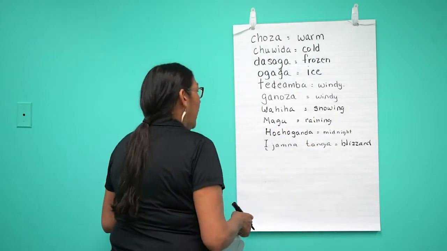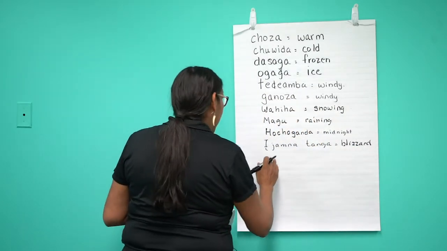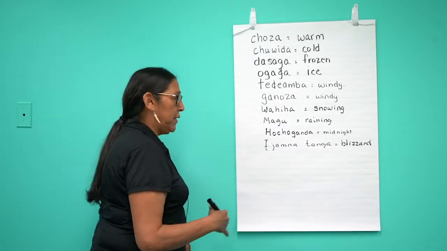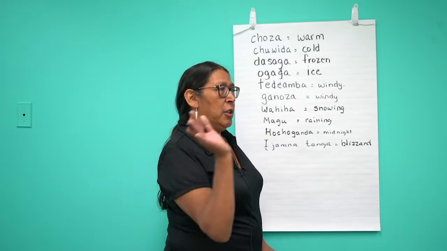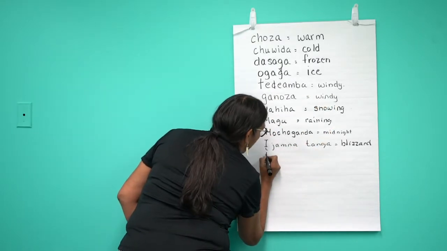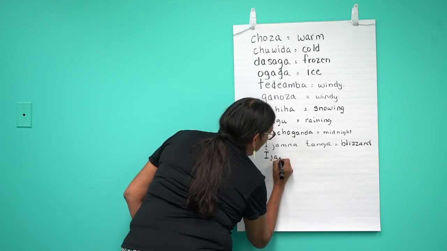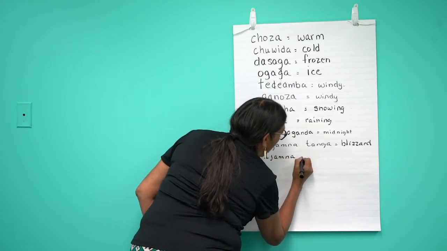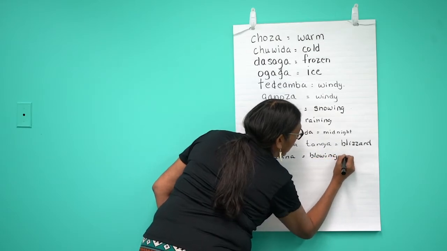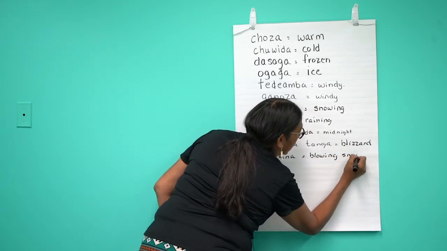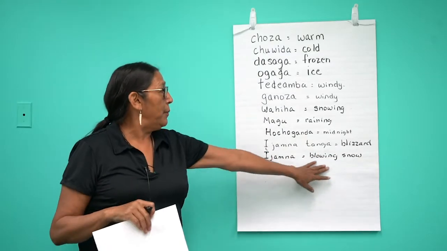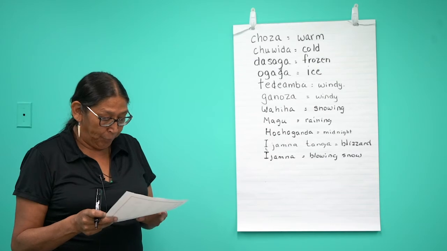And then we have Ijamna, and that is just when the wind is blowing, you know, the ground drifts, and if the wind is high and the snow is just blowing across, you can see the wind. That's just Ijamna. It's not a storm, it's the wind blowing. And that is just blowing snow. Ijamna Tang, a blizzard. Ijamna is just blowing snow.